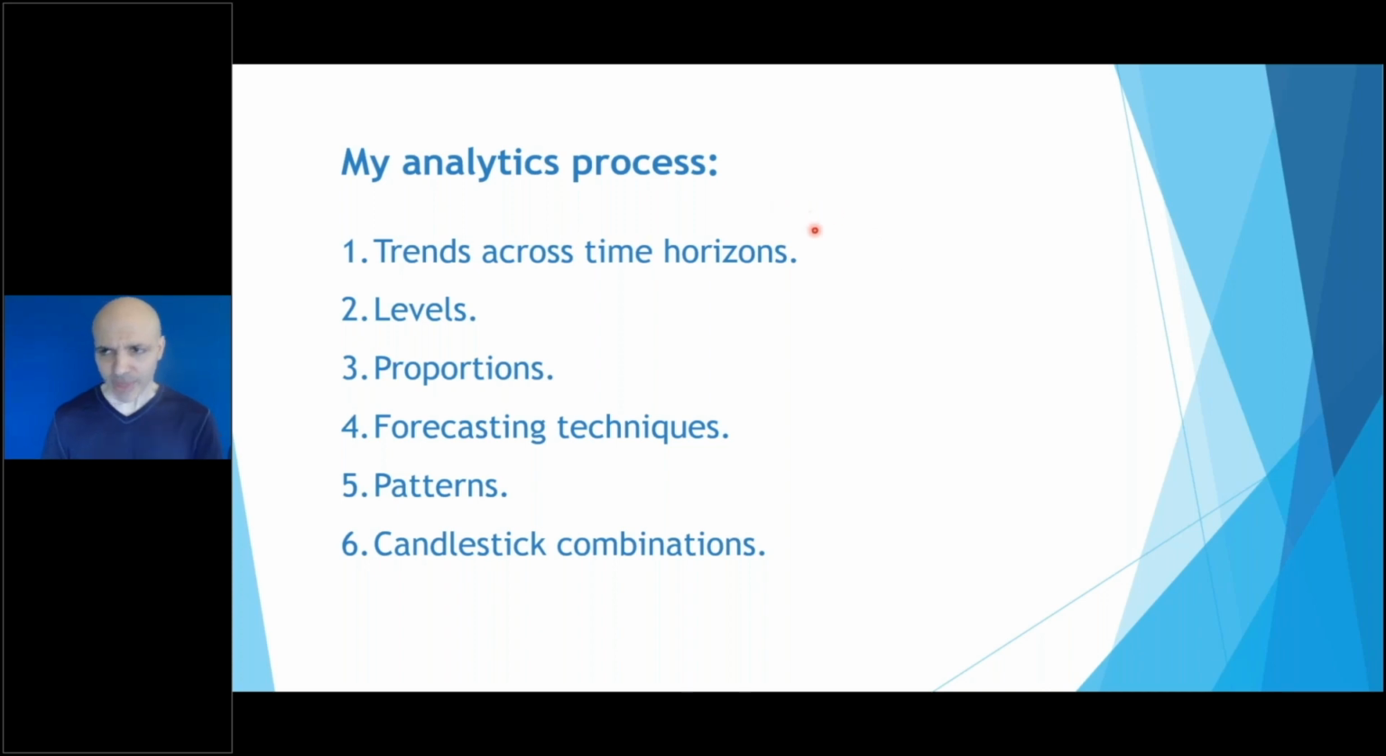Now, let me introduce you here to my analytics process. These are the 6 steps that I use to come up with a swing trade. This is where my swing trade ideas come from. So first we talk about trends across time horizons. Then we have levels, that's step 2. Step 3 is proportions, basically measurements. We use the fibs for that. Step 4, forecasting techniques like Elliott wave, can be helpful. Step 5, patterns, double tops, double bottoms. Step 6, candlesticks, and some combinations which allow us to have some form of confirmation.